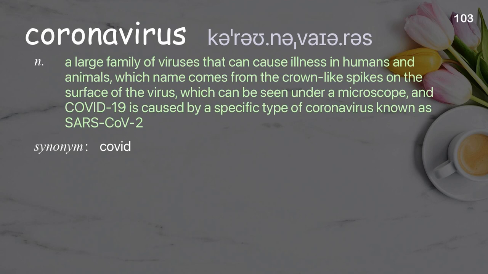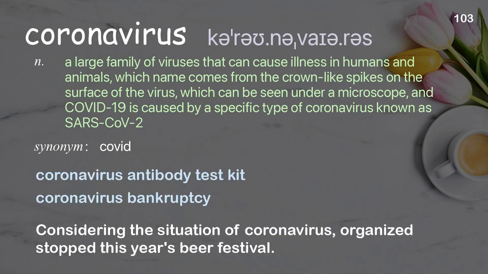Coronavirus. A large family of viruses that can cause illness in humans and animals. The name comes from the crown-like spikes on the surface of the virus, which can be seen under a microscope, and COVID-19 is caused by a specific type of coronavirus known as SARS-CoV-2. Examples: coronavirus antibody test kit, coronavirus bankruptcy. Considering the situation of coronavirus, organizers stopped this year's beer festival.